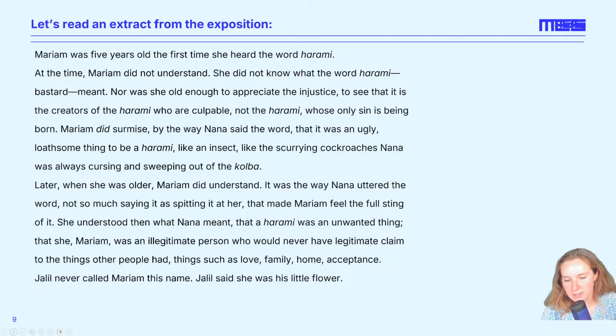Later, when she was older, Mariam did understand. It was the way Nana uttered the word, not so much saying it as spitting it at her, that made Mariam feel the full sting of it. She understood then what Nana meant, that a harami was an unwanted thing, that she, Mariam, was an illegitimate person who would never have legitimate claim to the things other people had, things such as love, family, home, acceptance. Jalil never called Mariam this name. Jalil said she was his little flower.